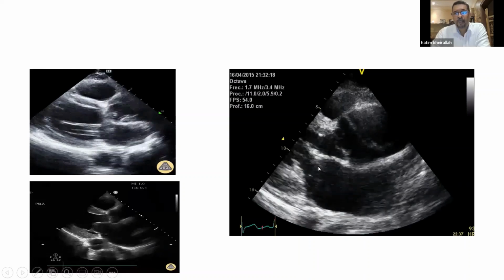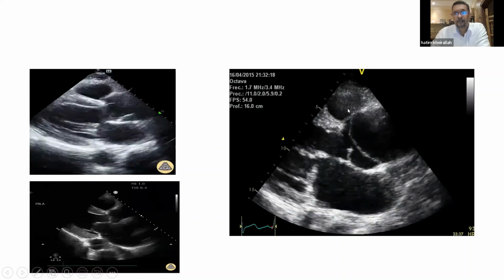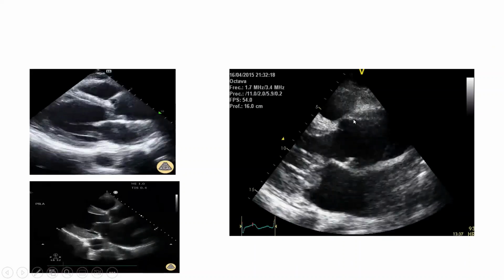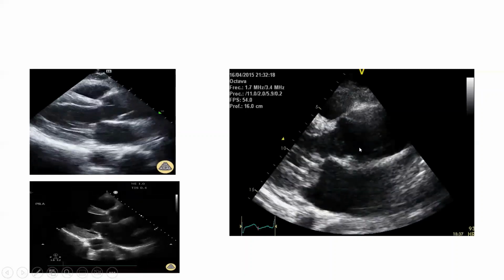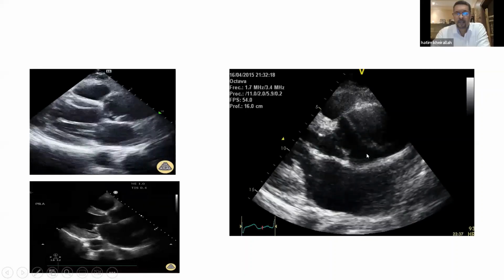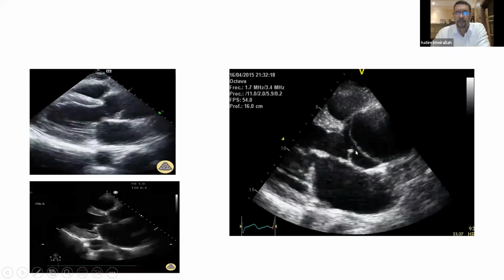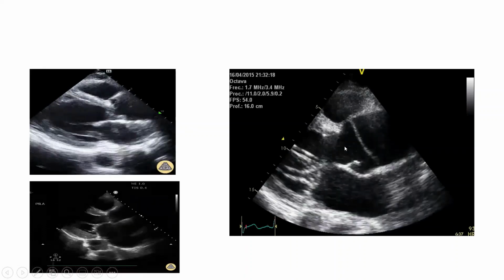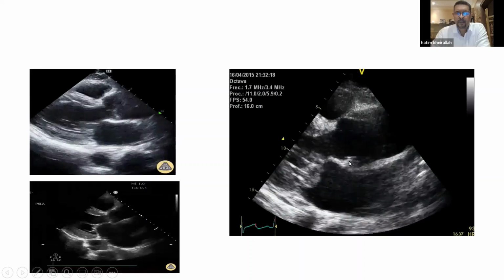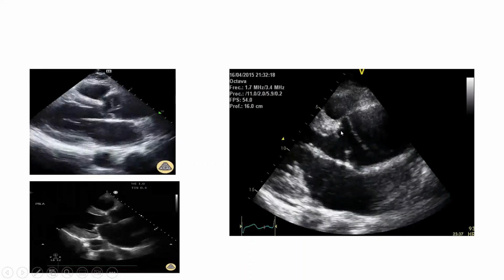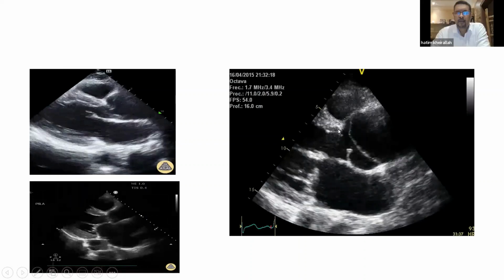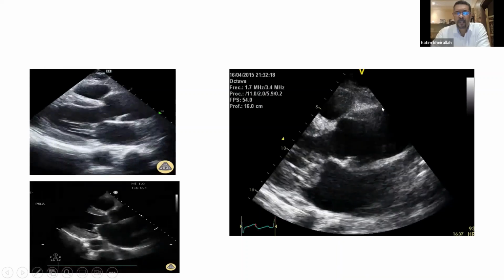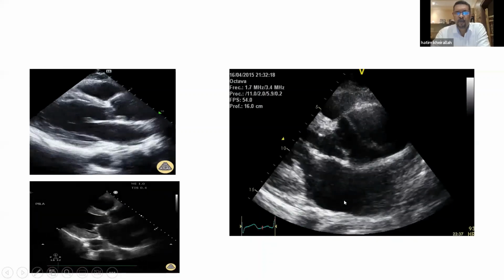And what about this case here? The dissection flap involves the root and the valve. So it's type A. And the valve, what's the problem with the valve? Regurgitation, I think. Yes, because there is malcoaptation. Separation and malcoaptation, yeah, most likely this is going to be severe aortic regurgitation. There is a dilated root. What else?